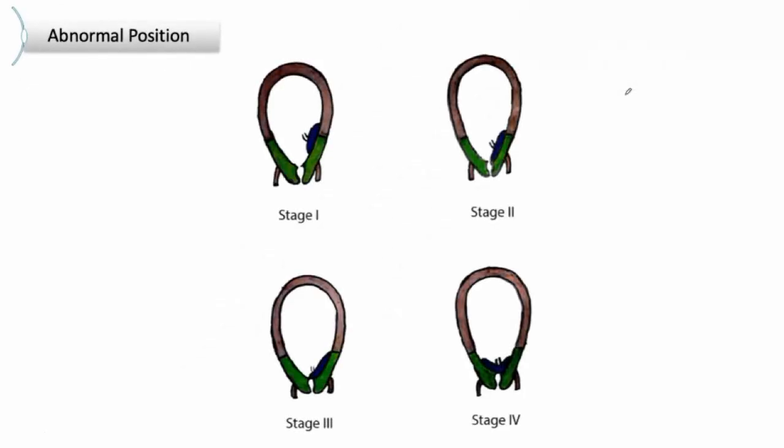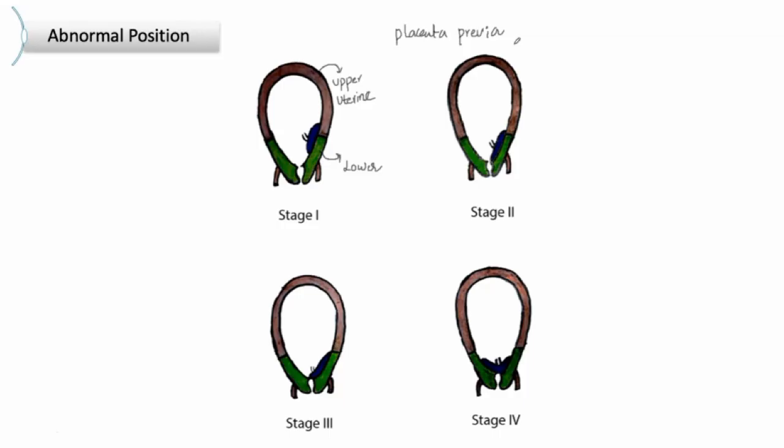Next is about abnormal position. The usual site of attachment of the placenta is on the posterior side in the upper uterine segment. In this diagram, the green color is the lower uterine segment and the brown color is the upper uterine segment. So if the placenta is attaching in the lower uterine segment, we call it placenta previa. Because it is attaching into the lower uterine segment, it may lead to antepartum hemorrhage.